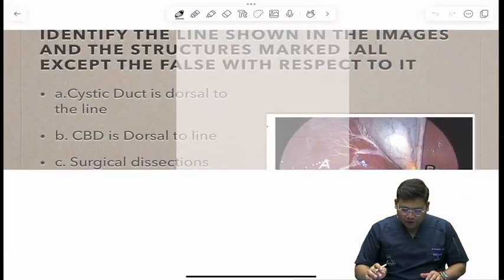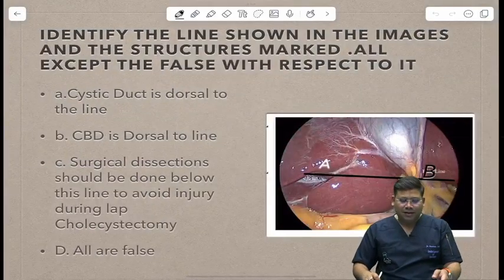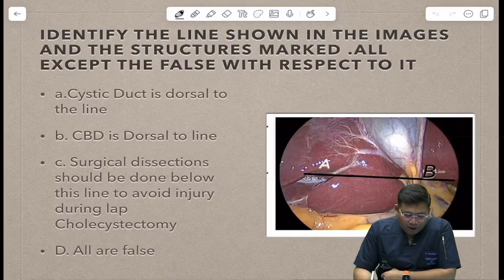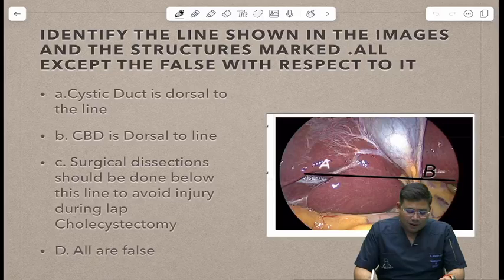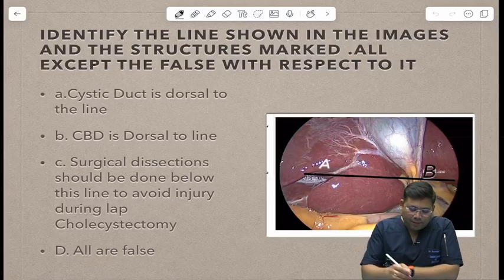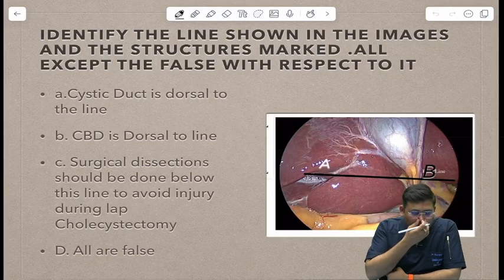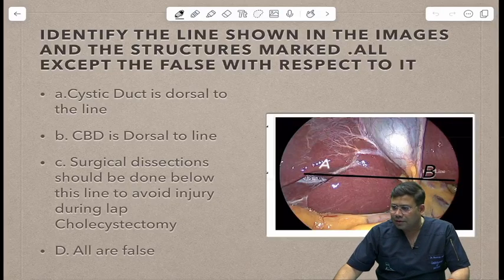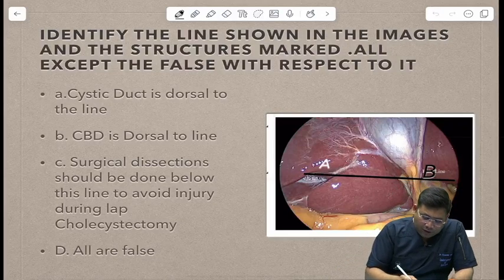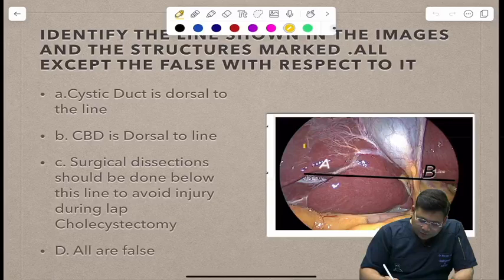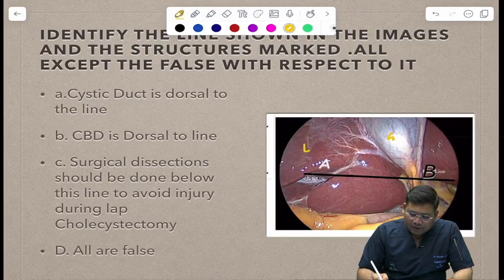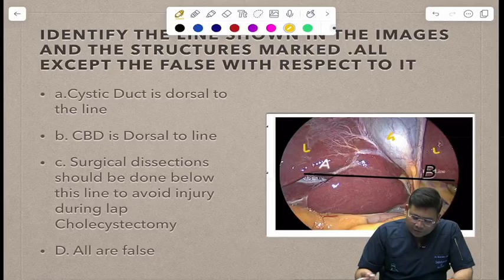So the first question is going to be a bit tough for you, but it's a very important thing. Identify the structures marked in this image. First of all, what are the things that you are seeing in front of you? Sir, I am looking at the liver right now. Second, this is the gallbladder, and this is again the surface of the liver.